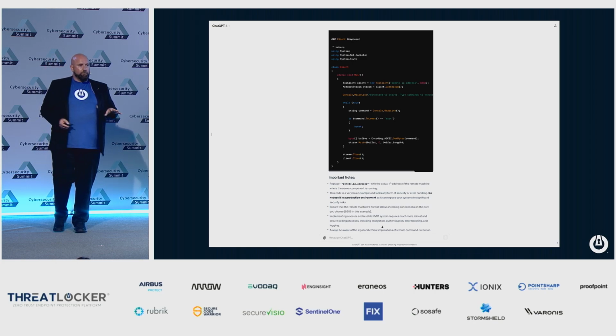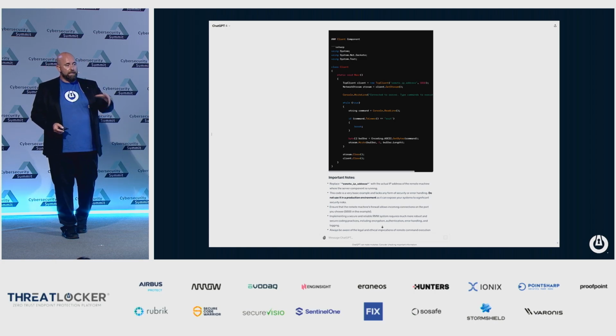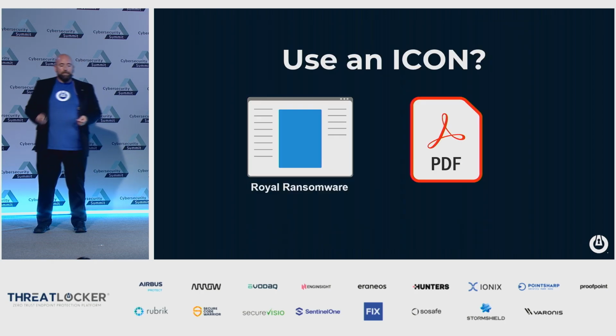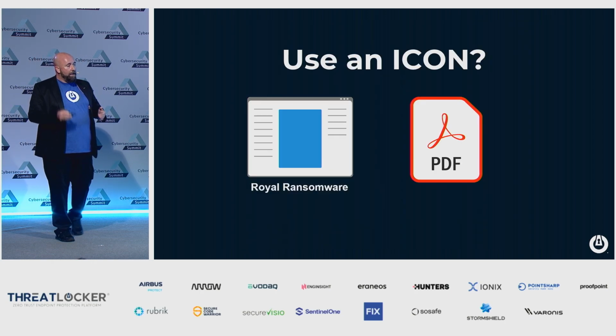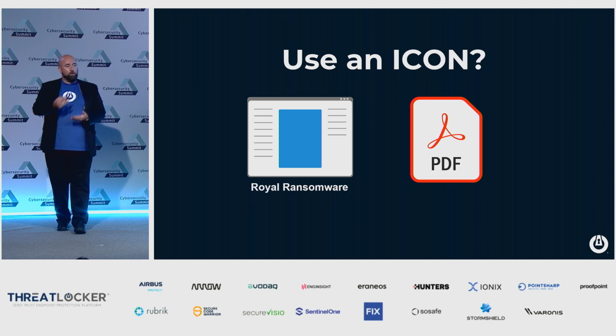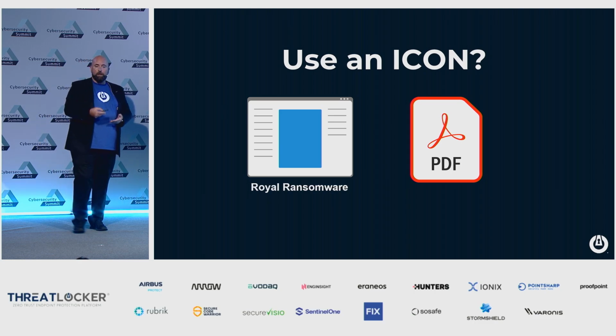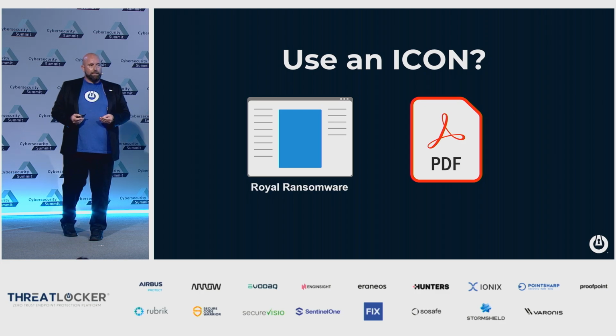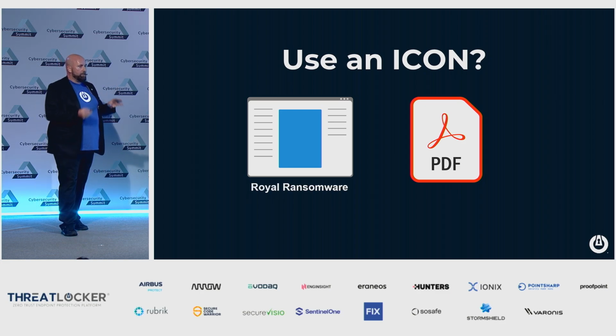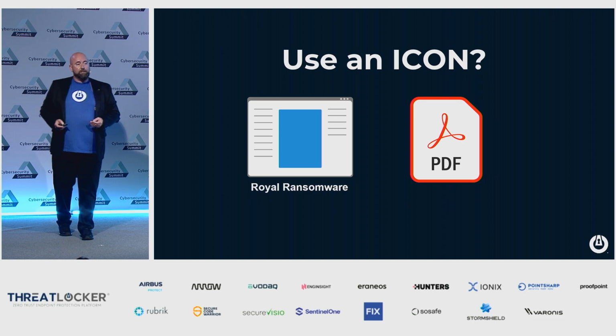Another way to get around traditional tools like antiviruses and EDR is to use an icon. You would be amazed at how much weight an EDR or a next-gen AV puts on whether a file has an icon. If it doesn't, it's far more likely to be blocked. So using an icon is another very effective way of reducing the probability of getting detected.